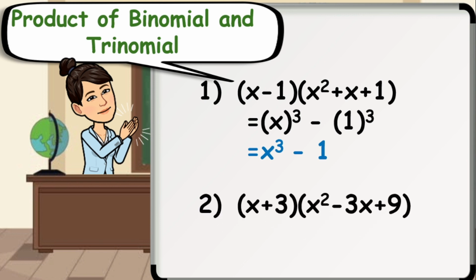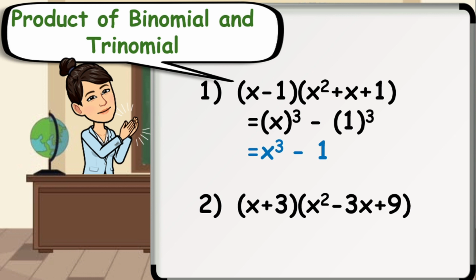Example number 2. Find the product of the quantity of x plus 3 times the quantity of x squared minus 3x plus 9. We will check first again the pattern if it was satisfied. Then, we will apply the identity. So first, the first term of our trinomial is x squared, which is the square of the first term of our binomial. And then, the second term of our trinomial is negative 3x, which is the additive inverse of the product of the first and second term of our binomial. And lastly, the third term of our trinomial is positive 9, which is the square of the second term of our binomial.